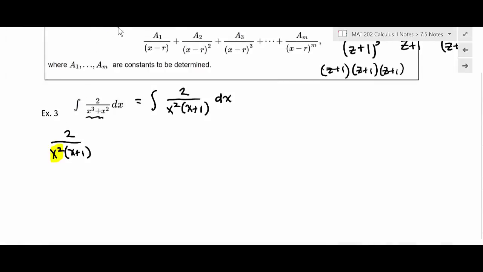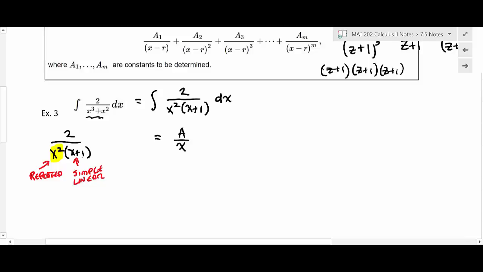This is a repeated factor. And then this right here is not repeated. That's what we call a simple linear factor. So this has kind of got a combination like this. When you set this up, first thing you want to do, kind of spread out your work a little bit. We're going to say a over x, like that. Then we have to say b over x squared. The repeated factor has to be set up like that. Then the linear factor, you just say plus c over x plus 1.